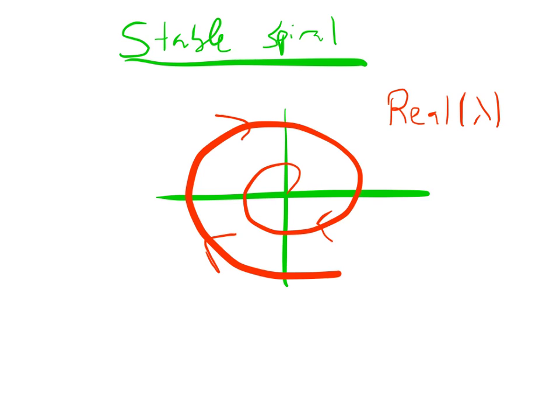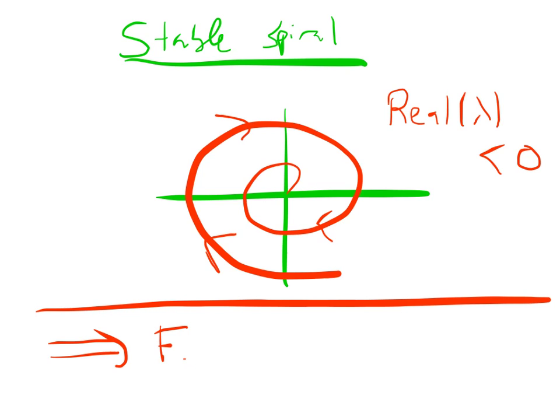So a stable spiral has the real part of the eigenvalue less than 0, whereas an unstable spiral has the real part bigger than 0. And what we've now just learned is that the fixed point at (2, 2) is an unstable spiral. So this is an interesting fact that we will use in a little bit.